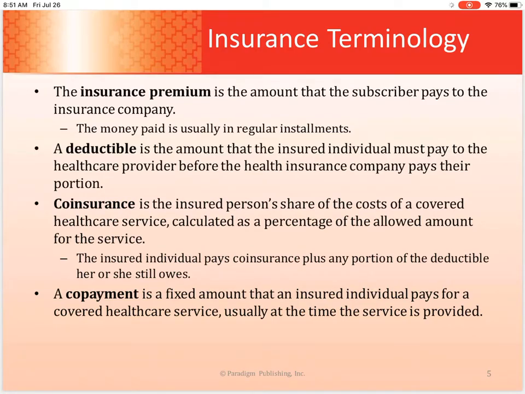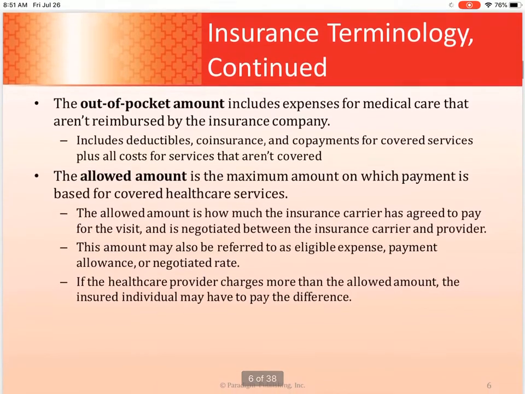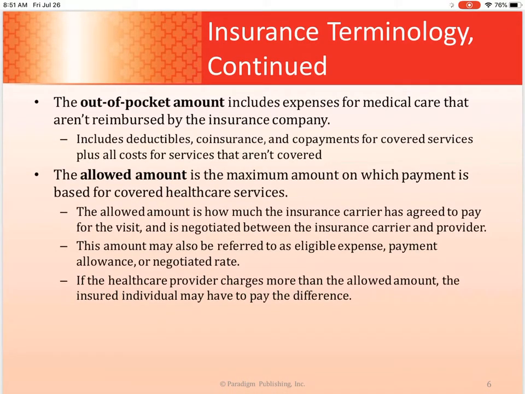Now, the out-of-pocket amount includes expenses for medical care that are not reimbursed by the insurance company. Your out-of-pocket costs include deductibles, coinsurance, and copayments for covered services, plus all costs for services that are not covered. So think of the out-of-pocket amount as the money you are paying out of your pocket. That's why it's called that. It's coming out of your pocket. Again, deductibles, your coinsurance, your copayments, and then anything that's not covered, you're on the line for. So that's your out-of-pocket amounts.